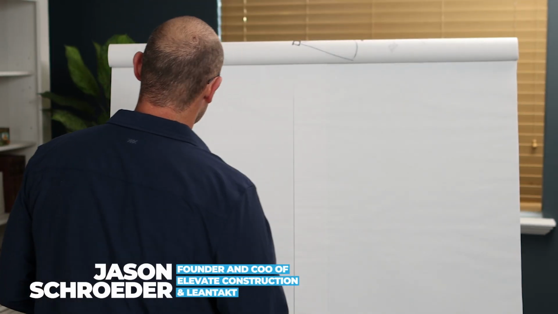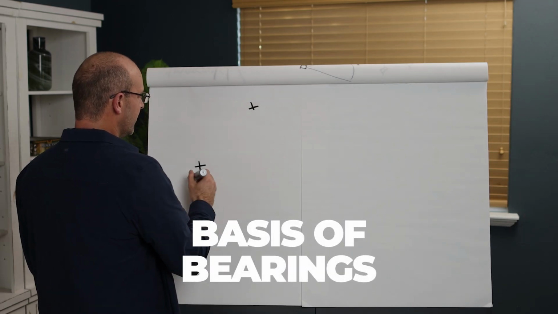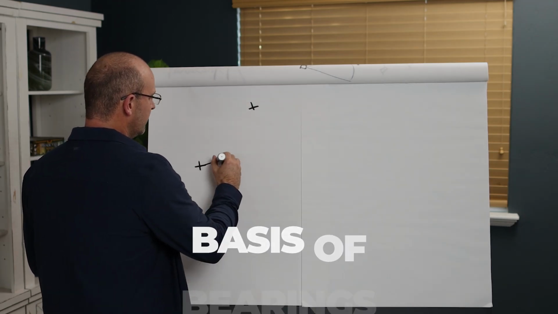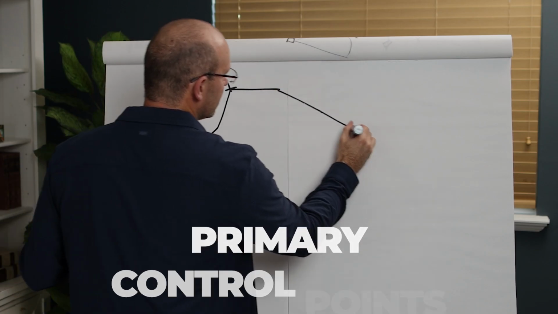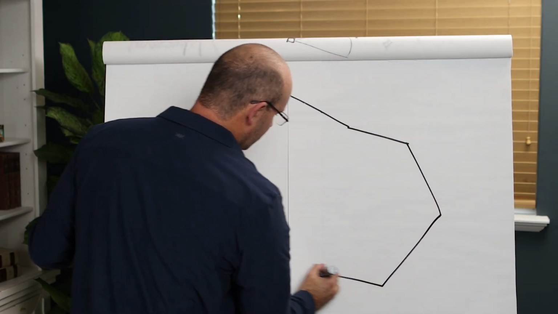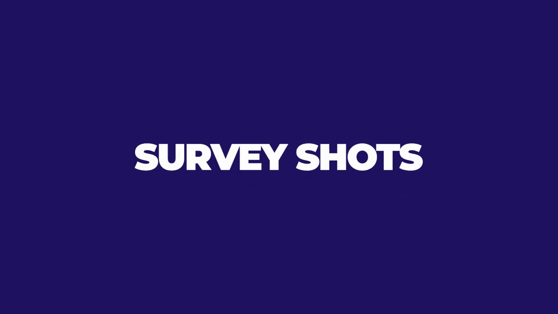We've already talked about how every building will have probably a basis of bearings, and then what you can do is create primary control points around the building that are permanent, surround the job site, and are the basis for all other survey shots on the project.